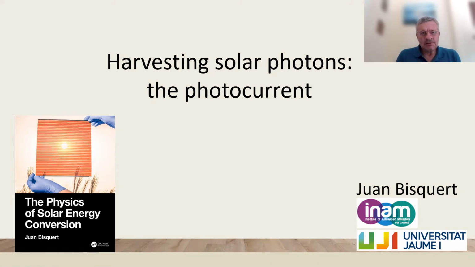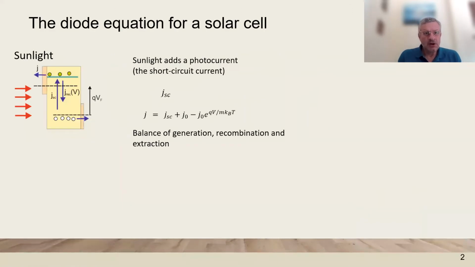In the course of physics of solar energy conversion, we analyze the harvesting of solar photons and how they create the photocurrent. We have seen the ideal model for a solar cell in which there is generation and recombination, and the external light creates a photocurrent or short circuit current, that is this term, and we want to quantify this term.